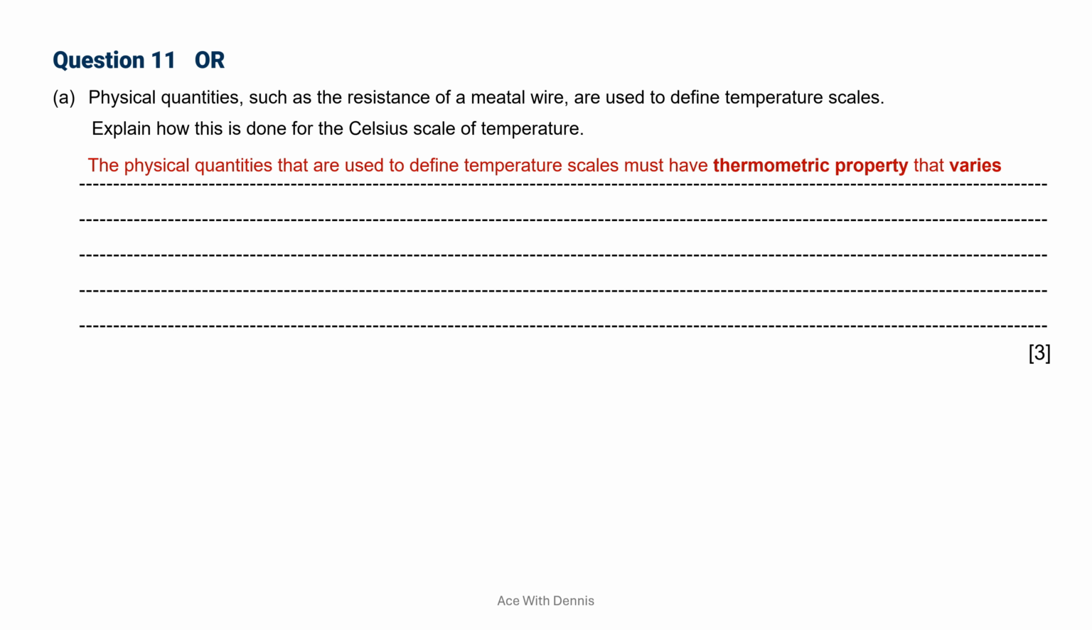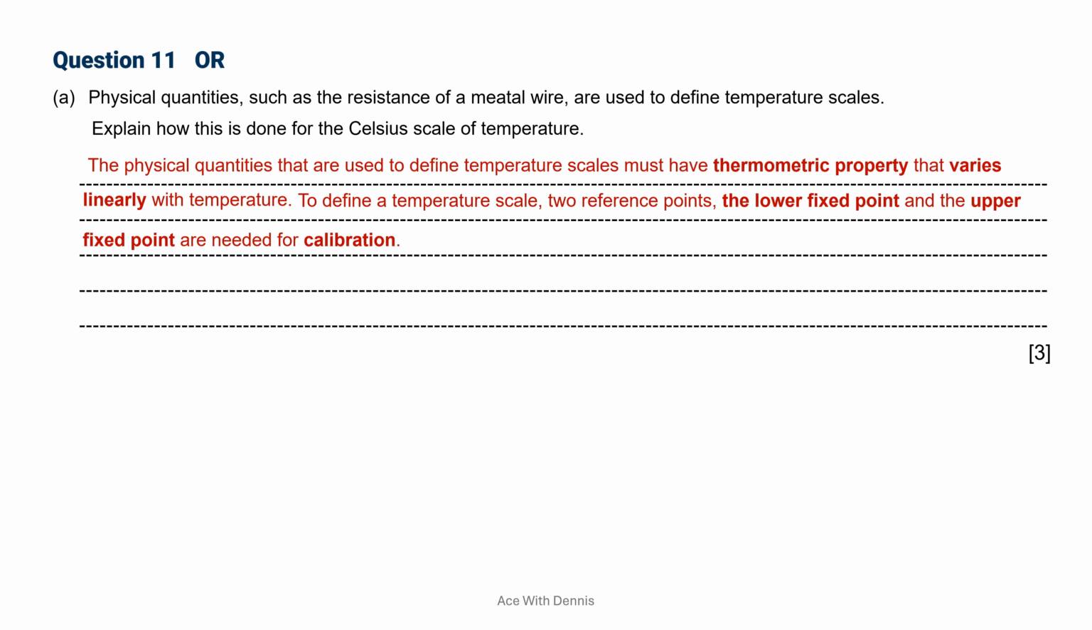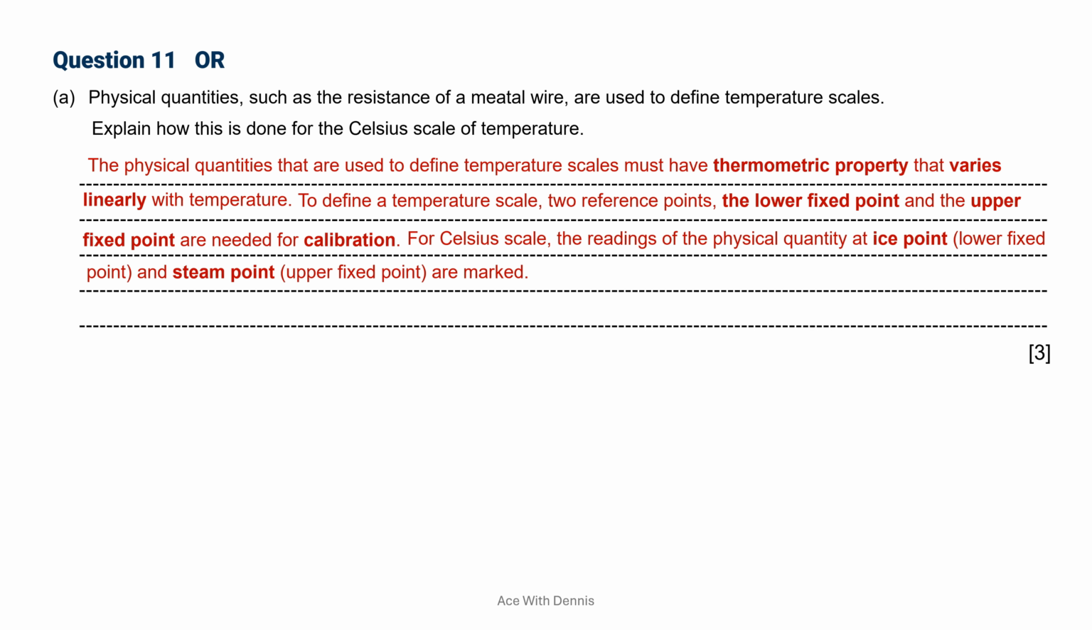The physical quantities that are used to define temperature scales must have a thermometric property that varies linearly with temperature. To define a temperature scale, two reference points, the lower fixed point and the upper fixed point, are needed for calibration. For the Celsius scale, the readings of the physical quantity at the ice point, which is the lower fixed point, and the steam point, which is the upper fixed point, are marked. Divide the range of temperature between these two points into 100 equal intervals to obtain a scale of 1 unit as 1 degree Celsius.